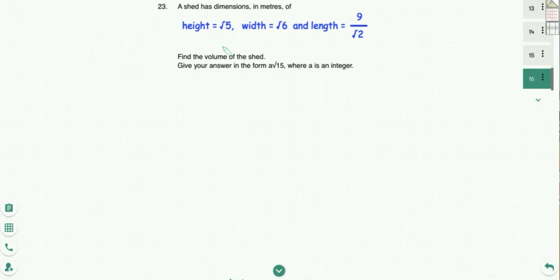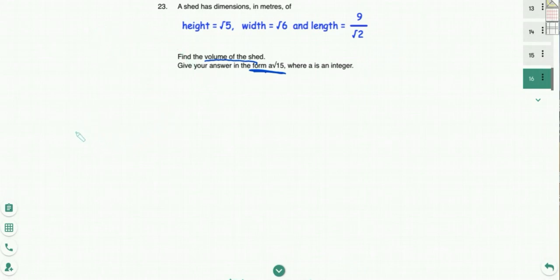Next problem, guys. A shed has dimensions of height of root 5, width of root 6, and length of 9 over root 2. Find the volume of the shed. Give your answer in the form of a root 15, where a is an integer. So we have to basically find the volume of the shed. I like to first ignore the form that they want to give our answer in. Let's leave that till the end. Let's just first focus on finding the volume of the shed.